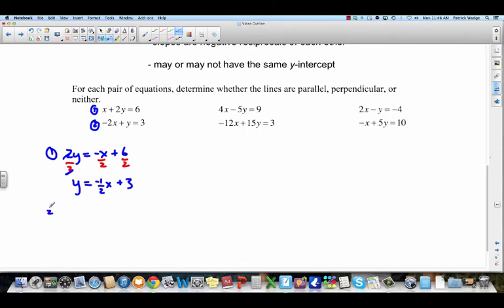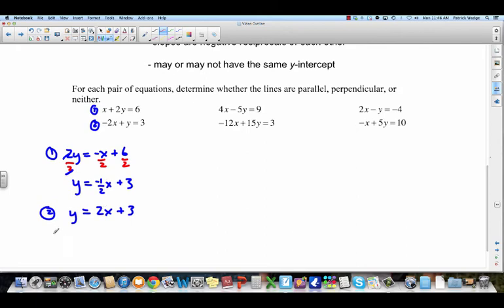Okay, let's do the same thing with 2, and it's very fast because you already have the y with just a coefficient of 1 in front of it. You just need to move the negative 2x over. So negative 2x moves over and becomes 2x, and we still have a plus 3. So here's our slopes. We have a slope of negative 1/2 and a slope of 2.